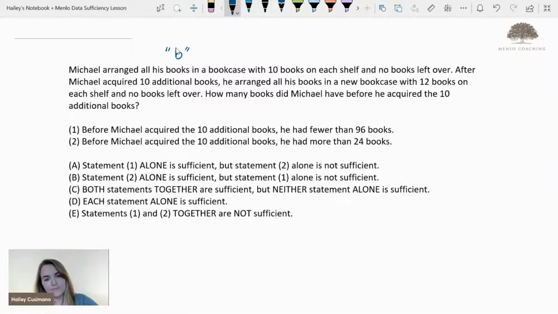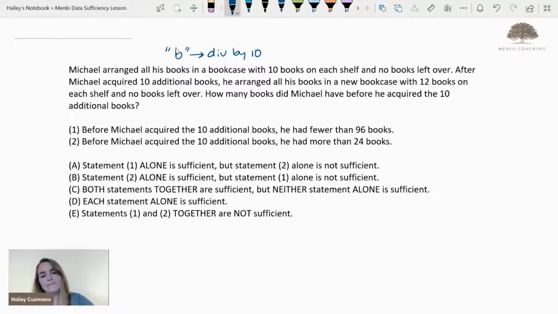What do I know about B? Well, if we're arranging it in a bookcase with 10 books on each shelf and no books left over, what does that tell me? It seems like it's telling me a little something about the divisibility. It tells me that B is a multiple of 10, or it's divisible by 10.